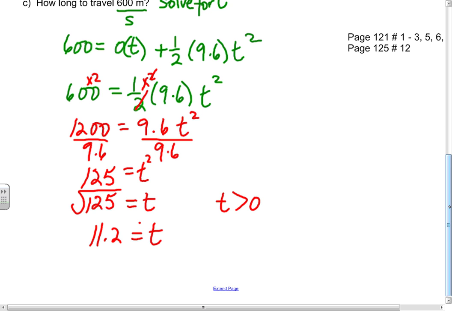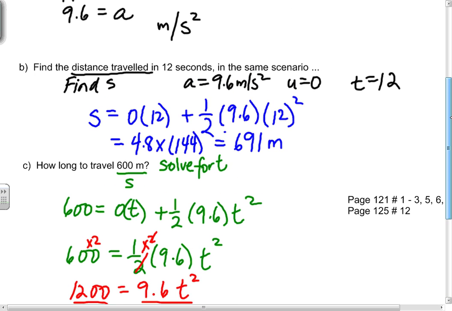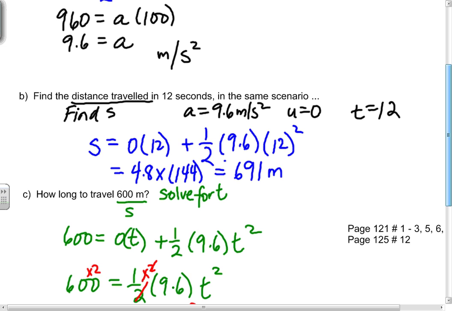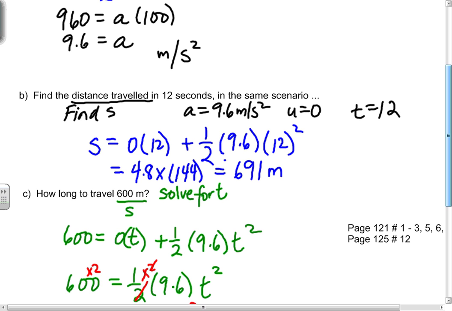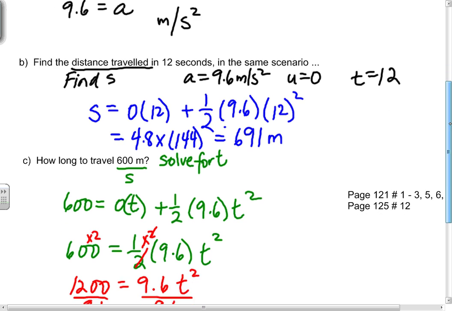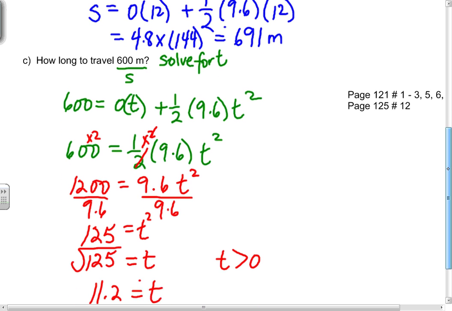And that answer should lie between the 10 seconds and the 12 seconds. And the distances were 480 to 691. So that answer falls squarely in between the two. We have solved it correctly.